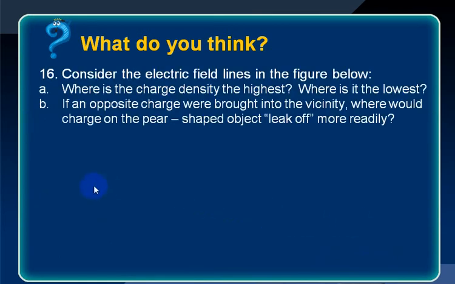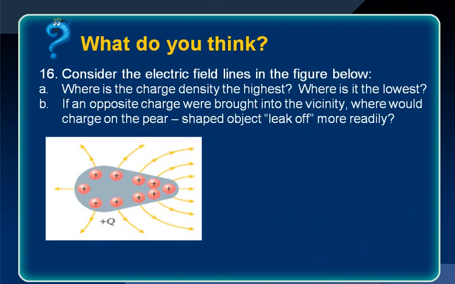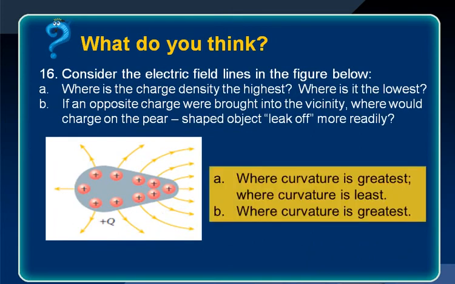Question 16. Consider the electric field lines in the figure below. Where is the charge density the highest? Where is it the lowest? Question B, if an opposite charge were brought into the vicinity, where would charge on the pear-shaped object leak off more readily?